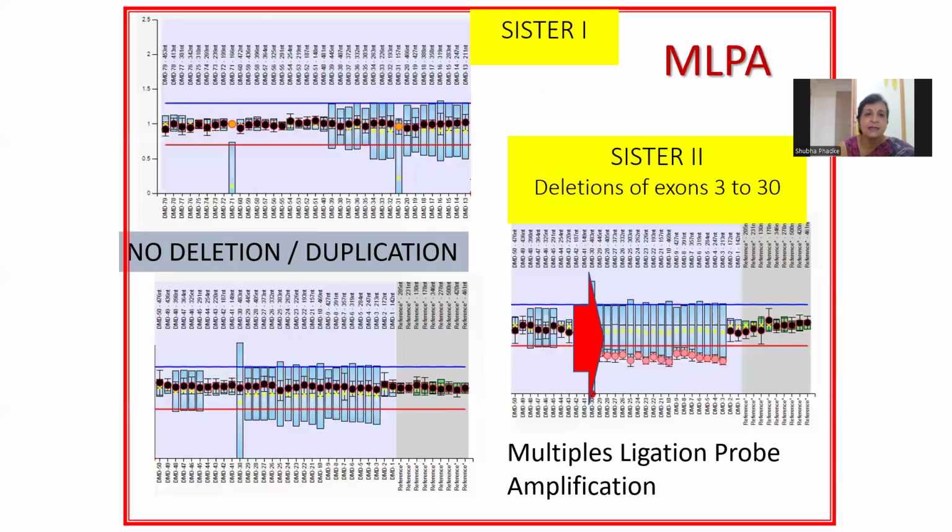So when we see their results, sister 1 does not have any deletion or duplication in the DMD gene. So we don't know whether she is a carrier or not, because the mutation may be different. But sister 2 had deletion of exons 3 to 30. So now we know this is the disease-causing mutation in this particular family, and this is absent in sister 1, so she is not a carrier for Duchenne muscular dystrophy. You can use such information when the proband or any affected child is not alive.